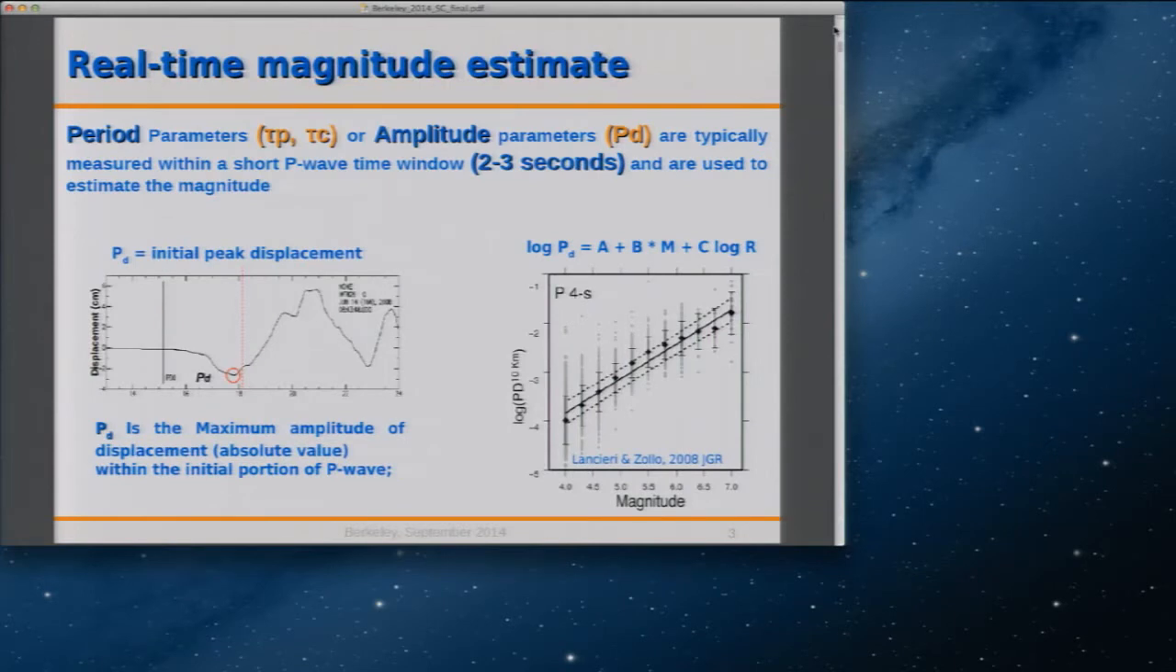So what we generally do in the context of early warning is we measure some parameters along the first few seconds of signal. Typically 2 or 3 seconds of P wave are used. And this can be amplitude parameters or period parameters, and they have been shown to be empirically related to the earthquake magnitude. So now I'm going to focus on one of these parameters, which is the peak displacement. The peak displacement is the maximum amplitude of displacement in absolute value, and it is related to the magnitude and distance through a sort of attenuation relationship.